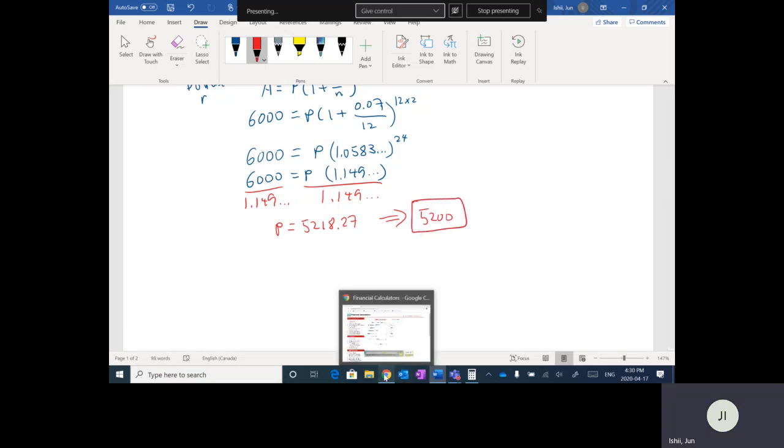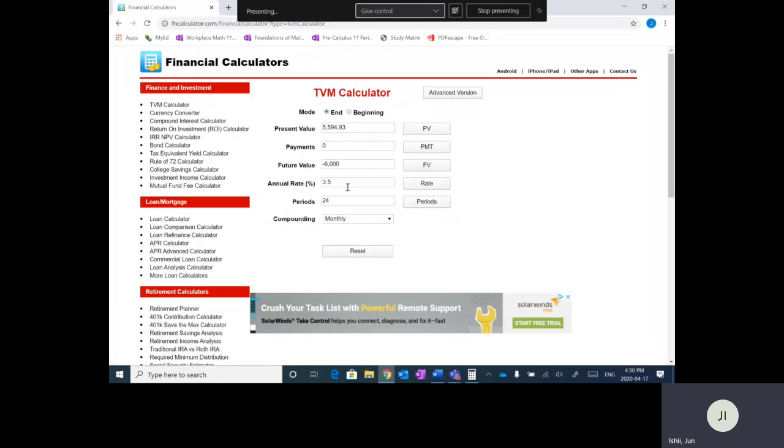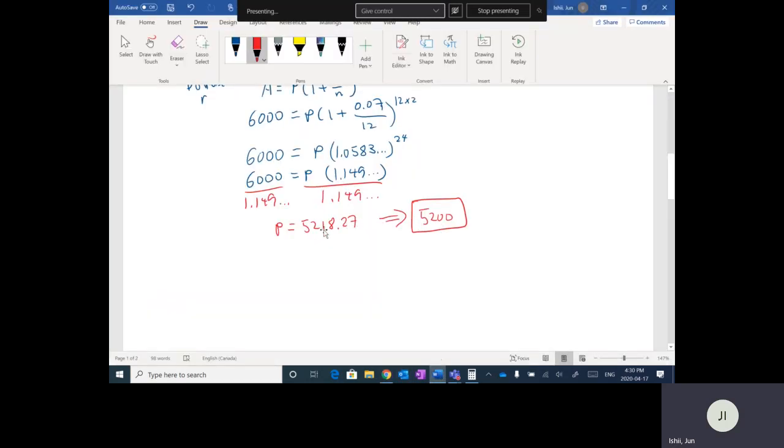Do I want to use the TVM solver? Yeah, let's just do that because everything's the same except this thing here. All right, so I'm just going to change the rate there to 7% and solve for present value: 5218.27. All right, cool. That's what we got.